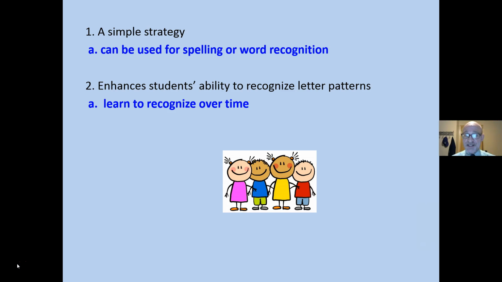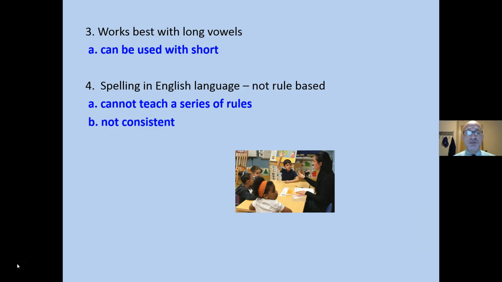This strategy enhances students' ability to recognize letter patterns. And we learn this not in a single class. You cannot assess it. You cannot have behavioral objectives. It is an activity, and you learn to recognize these letter patterns over time. That's the way the human brain works. It does work best for long vowel sounds because you have a lot of different letter combinations that make these long vowel sounds, but as you will see, it can be used with short vowel sounds as well.